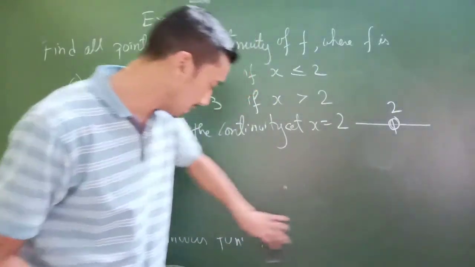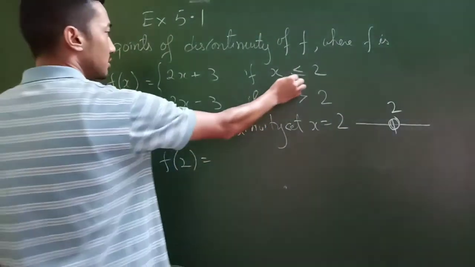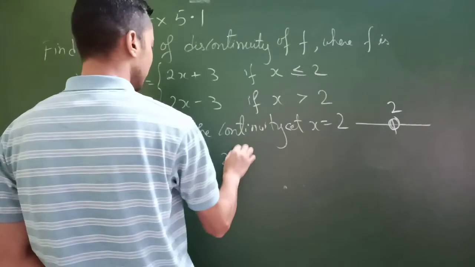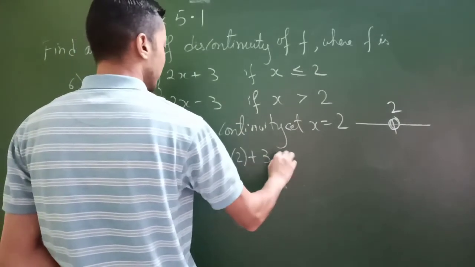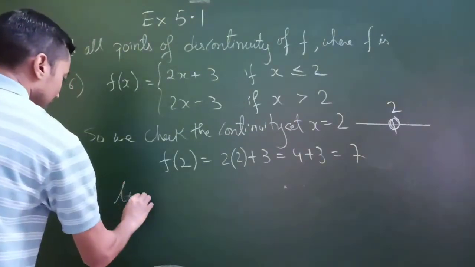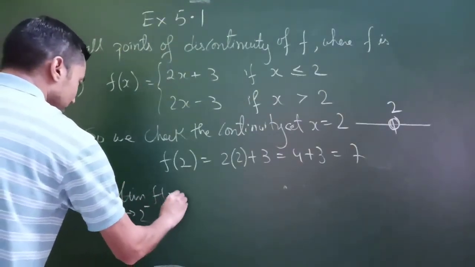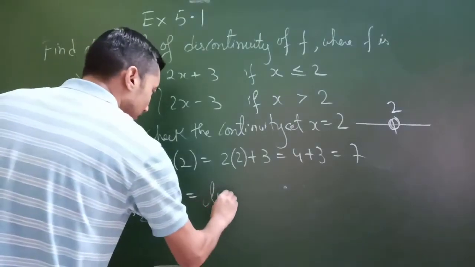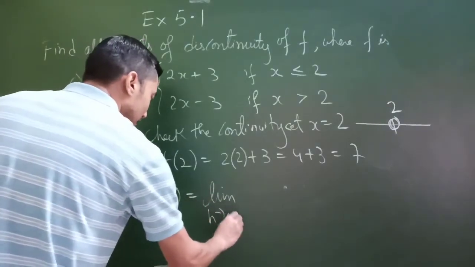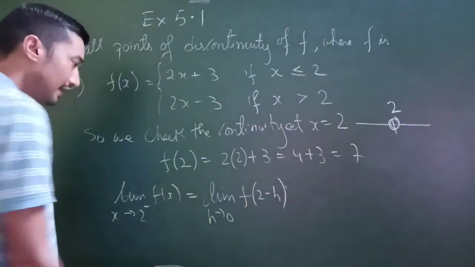So let's begin our checking. First, find the value of the function at x equal to 2. At x equal to 2, we use 2 into 2 plus 3, so 4 plus 3, that's going to be 7. Let's start with the left hand limit, x tends to 2 minus of f of x. So we change the interval, that is h tends to 0, something slightly less than 2, that is 2 minus h.